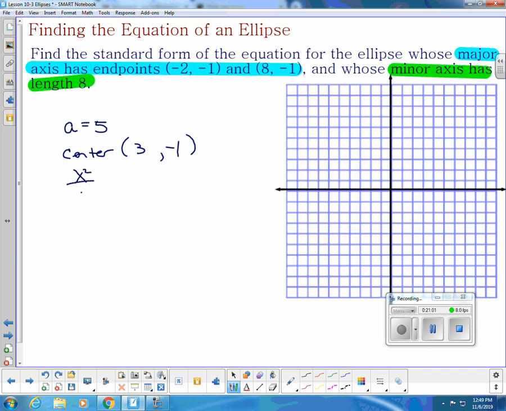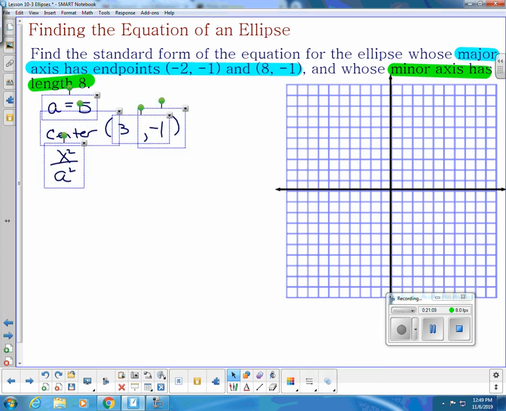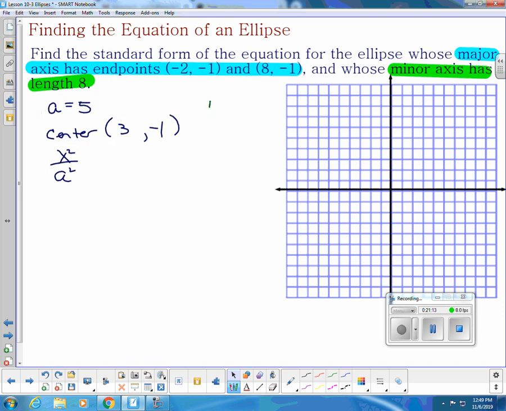What else can I tell? Yep, x is going to have the a squared under it, right? So all of that from one little bit. And then again, we said the minor axis has length of 8, so my b equals 4. Can we write our equation? I choose the 3. So negative 2 plus 8 divided by 2.